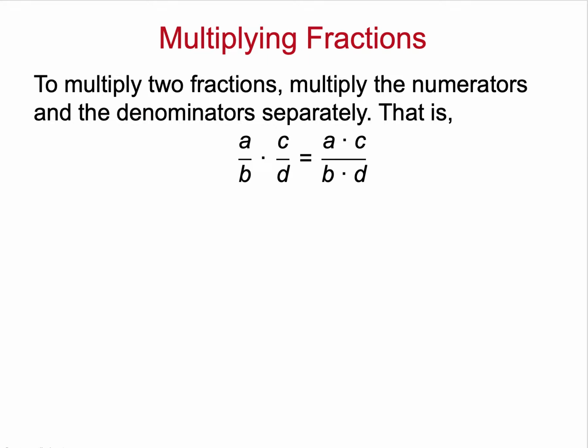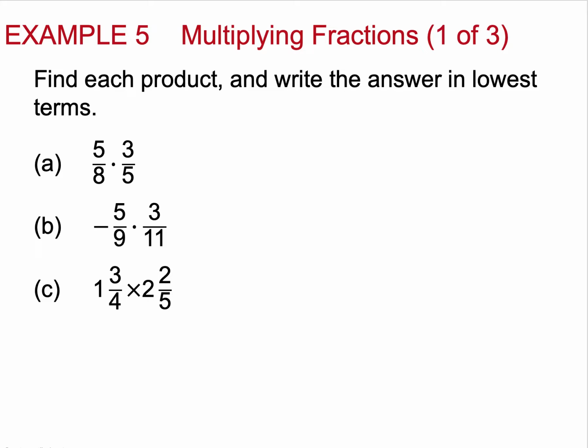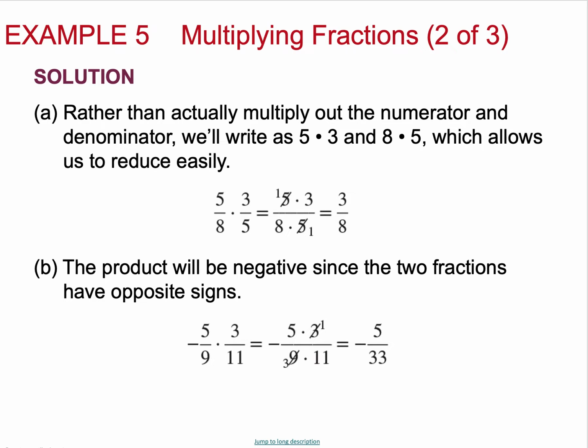Now, multiplying fractions is one of the easiest operations we can do because you just multiply straight across. So in these examples, I'm going to do 5 times 3 divided by 8 times 5. And when I do that, the 5's are going to cancel out so that I have the reduced fraction of 3 over 8.